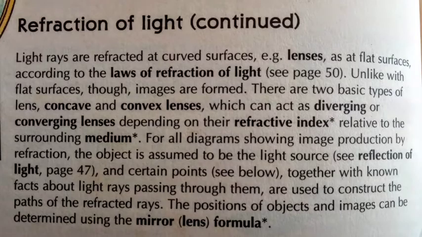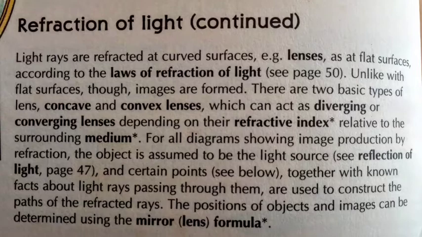Refraction of light. Light rays are refracted at curved surfaces, for example, lenses. As at flat surfaces, according to the law of refraction of light, though unlike with a flat surface, images are formed. There are two basic types of lens, concave and convex lenses, which can act as diverging or converging lenses depending on their refractive index relative to the surrounding medium.